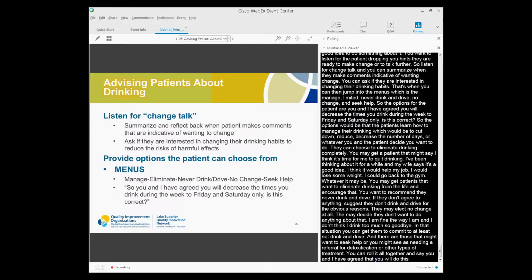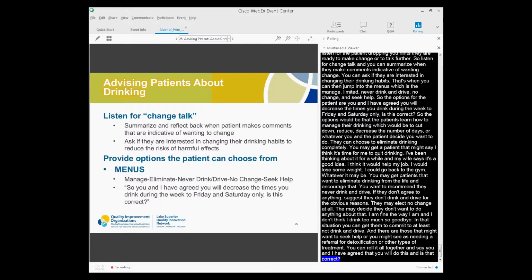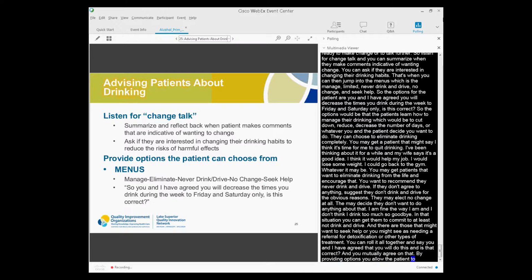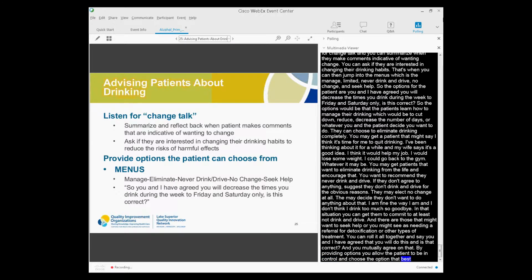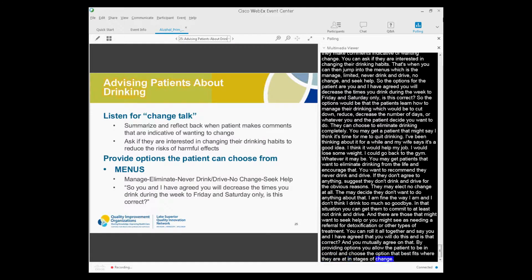So by providing options, you're allowing the patient to be in control and choose the option that best fits where they're at in stages of change, right? So you're not telling them to do anything other than suggesting they don't drink and drive. But anything else, it's going to be their choice.